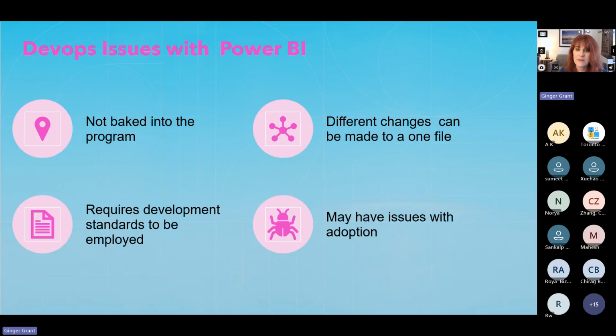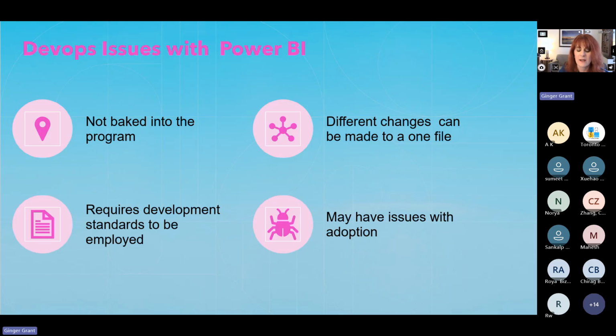So let's talk about the DevOps issues with Power BI. It's not baked in. It's an add-on, and you can tell. So unfortunately, what does that mean? It means that if you're in Desktop and you want to know if something's checked in or checked out, you can't tell. That is a completely separate experience, which means that different changes can be made to a file. And you are going to have to enforce some standards. If you want people to be using a solution inside of Desktop, then you're going to have to make that happen. That can have issues with adoption, because everyone's got to know how to use it and be consistent about it.